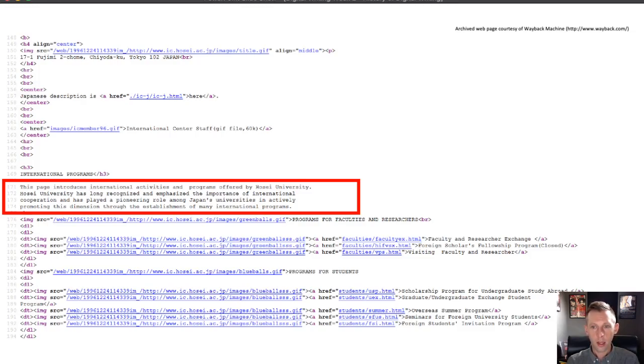So the problem here was that it had to be written at the time of the website being produced. Whoever was coding this website would manually have to put the information into the lines of code for the information to be displayed on the website. So this has a few problems with it.